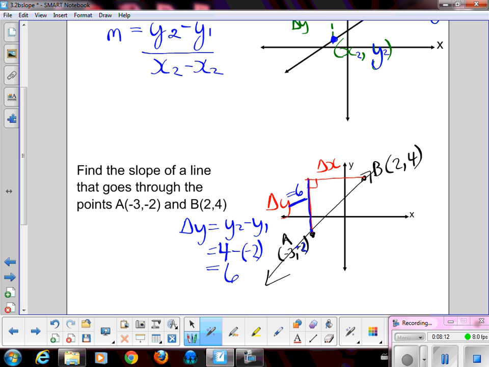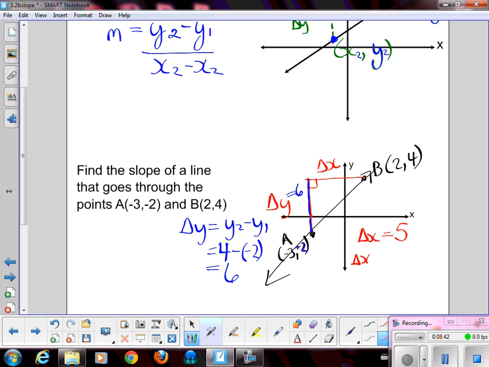Now, we can do the same thing for delta x. Delta x, well, I'm moving from this location on the x-axis to here, which would be a 3, and then another 2. So 3 and another 2 would be 5. Will I get the same thing if I use the formula for delta x?